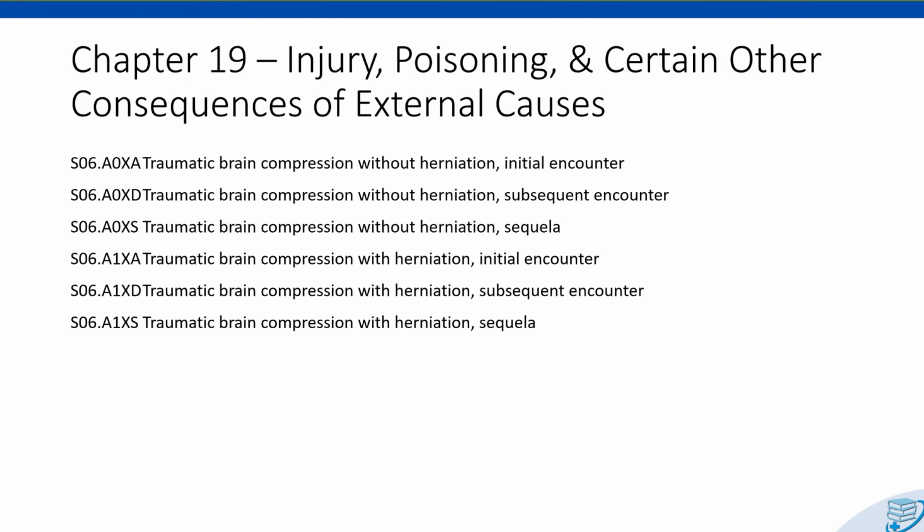Now, brain compression and herniation occur when brain tissue, cerebrospinal fluid, and blood vessels are moved or pushed away from their usual position inside the skull, and the pressure resulting in such movement can be due to brain swelling from a head injury, stroke, brain tumor, abscess, hydrocephaly, or other underlying cause. So traumatic brain injury is one of the most common causes of brain compression and brain herniation. So we have now these S06.A0X codes for traumatic brain conditions with or without herniation, and of course our A, D, S for initial, subsequent, or sequela.